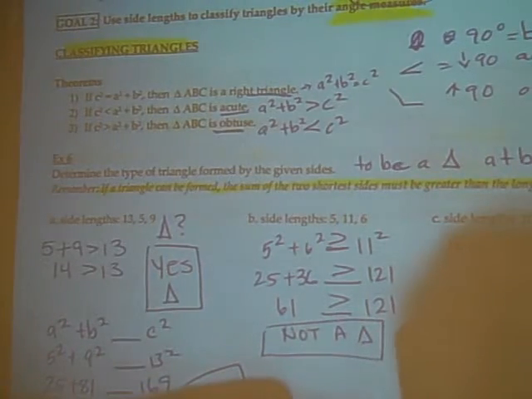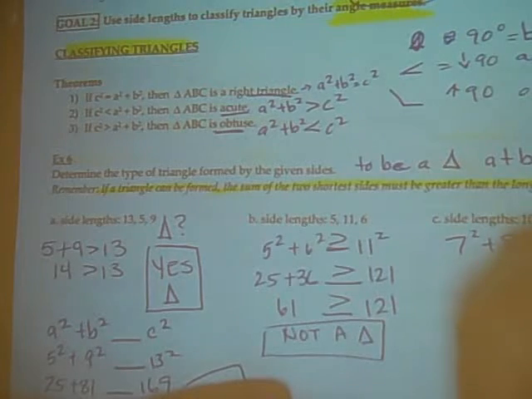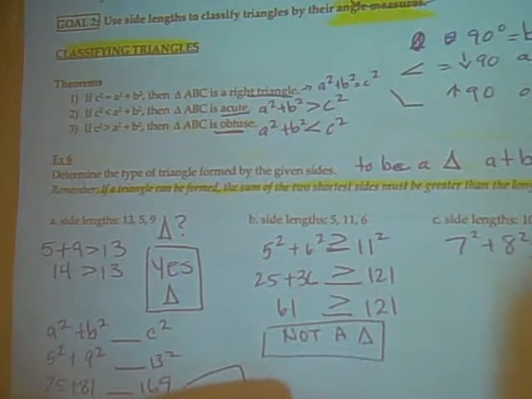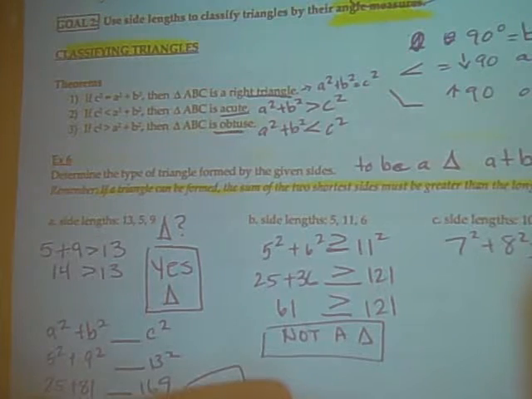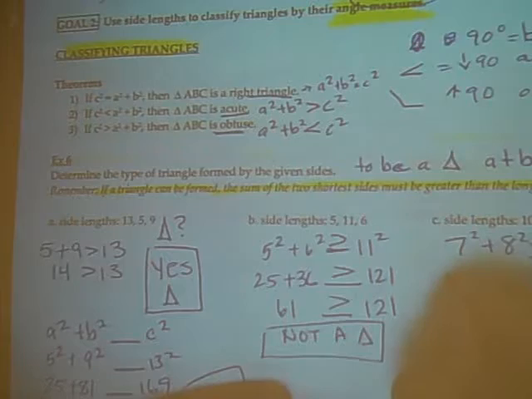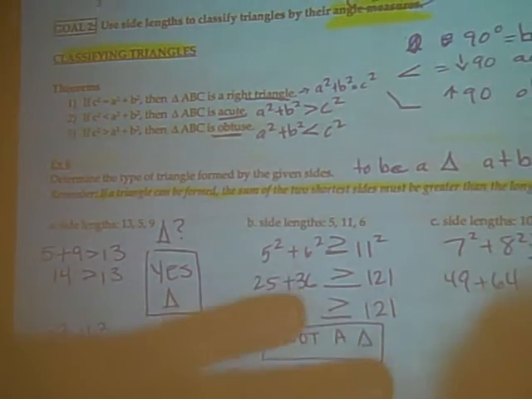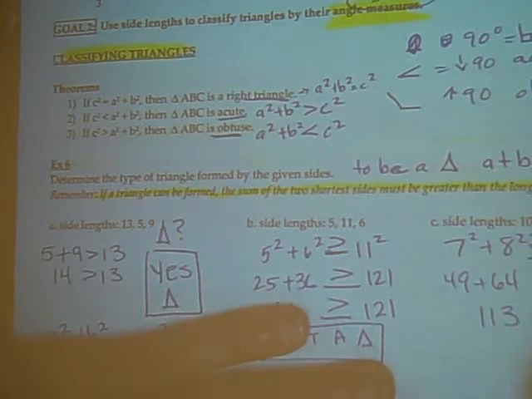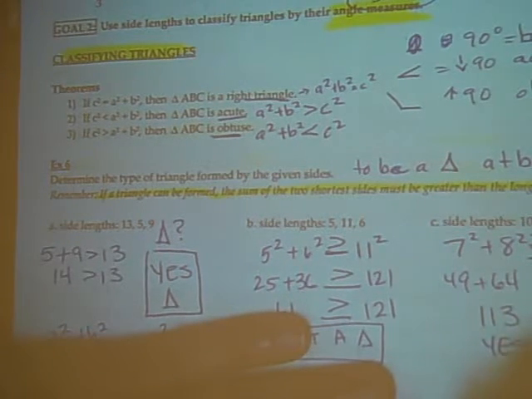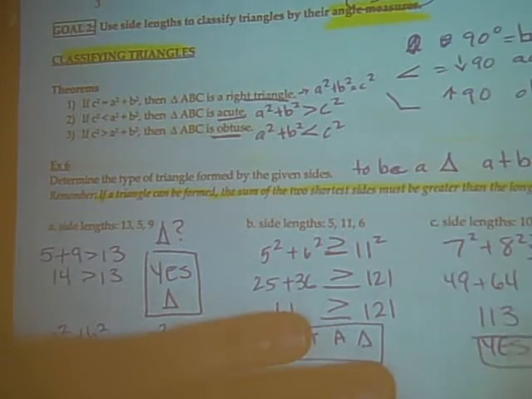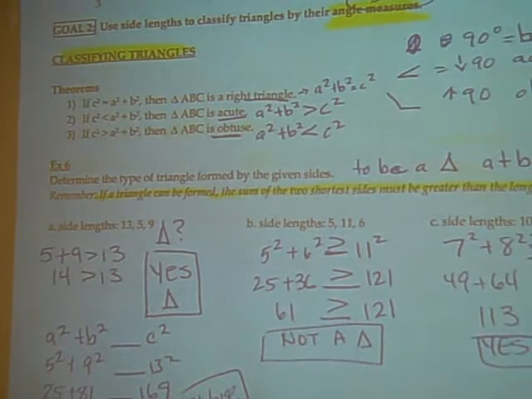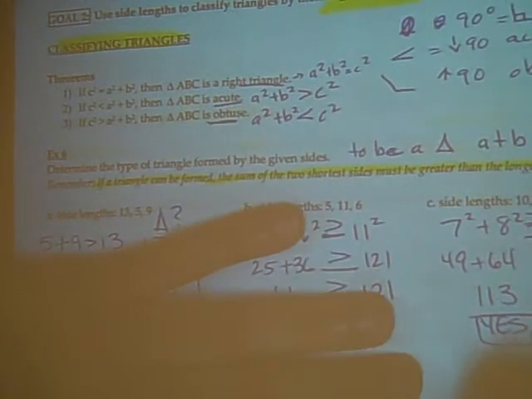Now we'll come to the last one. We have 7 squared plus 8 squared is greater than 10 squared. Well, we know this is 100. We have 49 here. We have 64 here. We go ahead and add those together. We get 113, which is greater than 100. Is that the case? Yes. 113 is greater than 100. So we have, yes, a triangle. Now we have to figure out what kind of triangle it is.